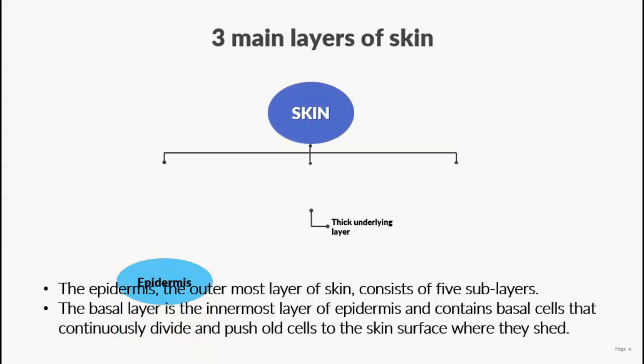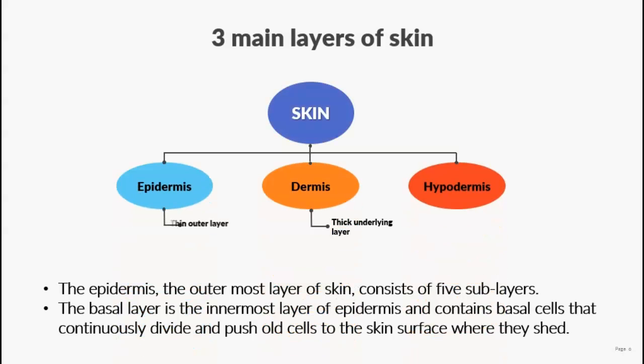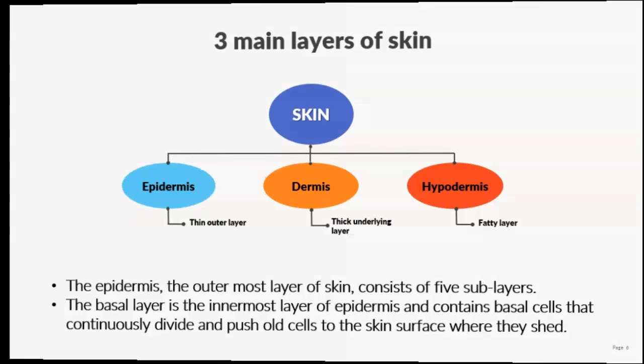Now, skin can be divided into three main layers: epidermis, dermis, and hypodermis. The epidermis can be further divided into 5 sublayers. The basal layer is the innermost layer of the epidermis and contains basal cells that continuously divide and push the old cells to the skin surface where they shed.